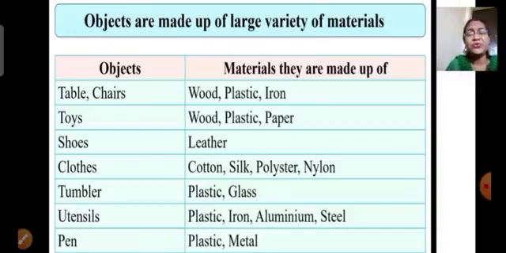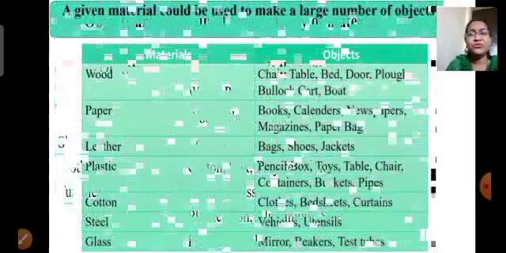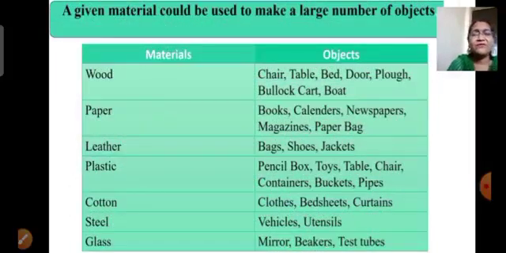The other thing you need to understand is that a given material could be used to make a large variety of objects. For example, wood could be used to make chair, table, bed, door, plough, bullock cart or boat, etc. Similarly, paper could be used to make books, calendars, newspapers, magazines, paperbacks, etc. Steel could be used to make vehicles and utensils. Glass could be used to make mirrors, beakers, test tubes, etc.